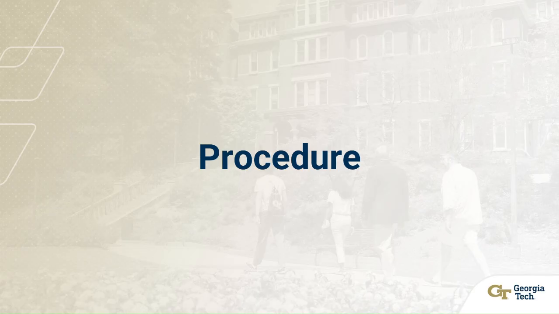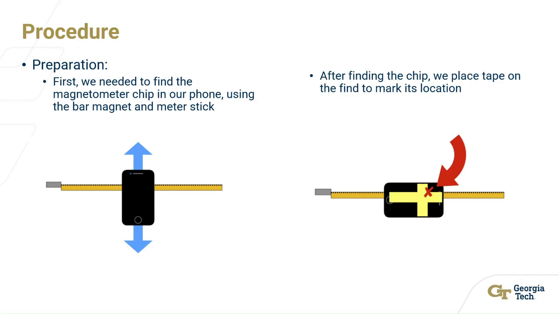To conduct this experiment, we first needed to locate the magnetometer chip on the phone. To do this, we moved the phone along a yardstick while the bar magnet stayed at one end of the yardstick. We then determined when the X value of the magnetic field was at its highest point, and then repeated this process with the phone turned 90 degrees. Finally, we used tape to mark where the chip was located.